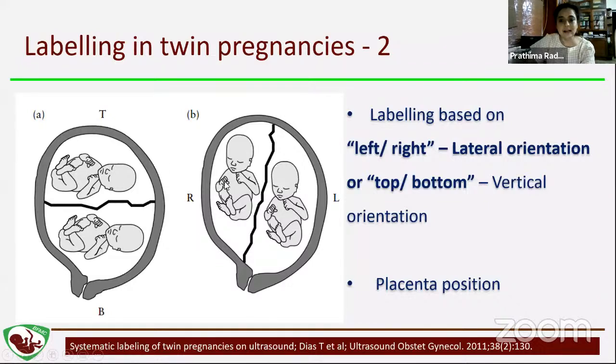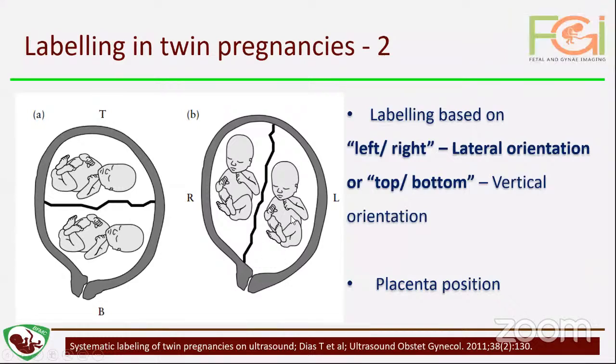Or you give a left-right orientation, that is a lateral orientation. The baby on the maternal left is baby 1 and the baby on the maternal right is baby 2. And here, of course, if the baby moves up and down, it doesn't matter.